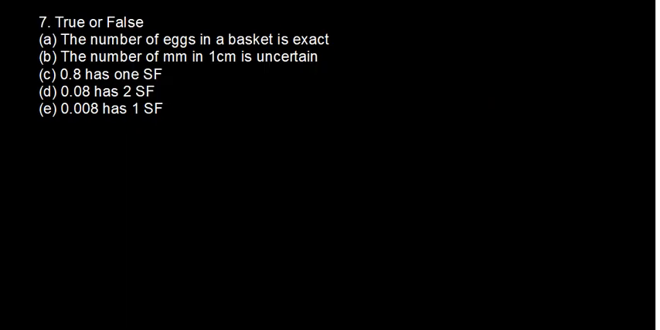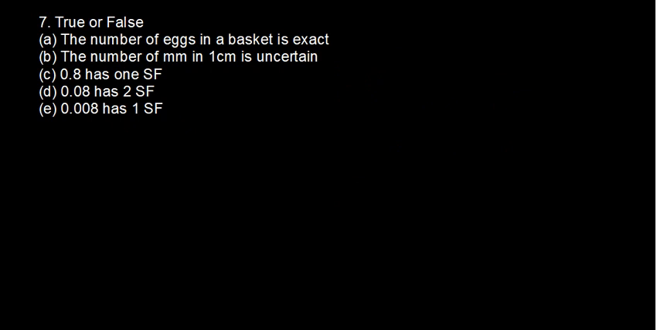True or false? The number of eggs in a basket is exact. The number of millimeters in a centimeter is uncertain. The 0.8 has one significant figure. So the number of eggs in a basket is exact. Can you know the number of eggs in a basket? Yes, you can. It's determinable. So it's true.